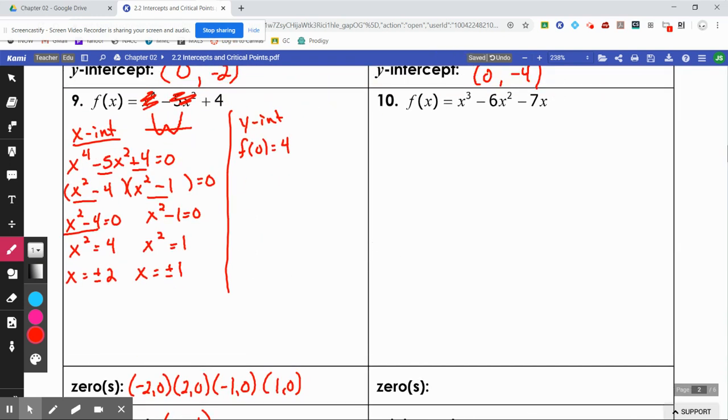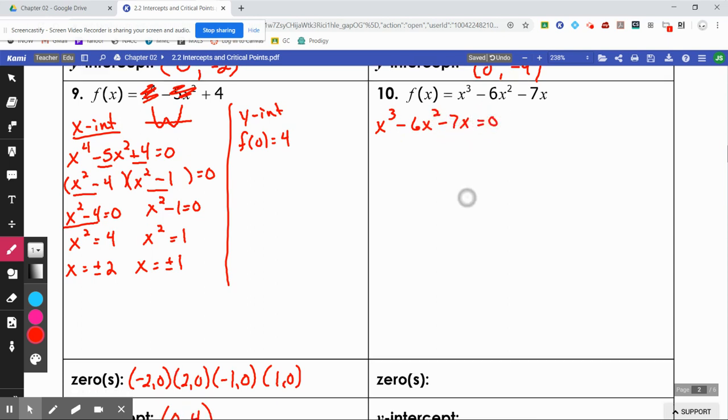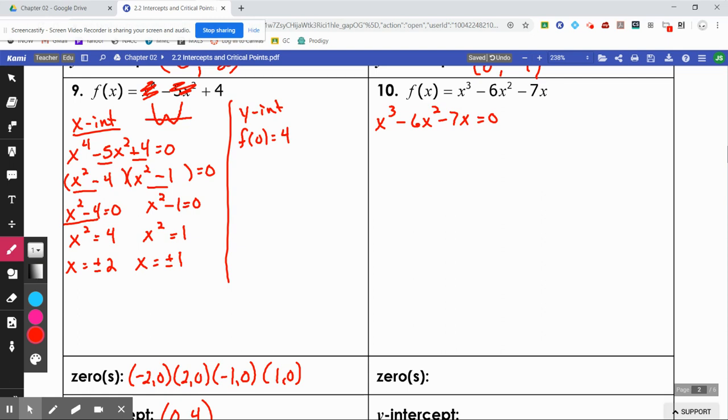Number 10. Start out with your x-intercepts. To find an x-intercept, you're going to set your y value equal to 0. So x^3 - 6x^2 - 7x = 0. Took out f(x), plugged in 0. Let's try to factor this. Every term has an x. Factor that out first. That's your GCF.